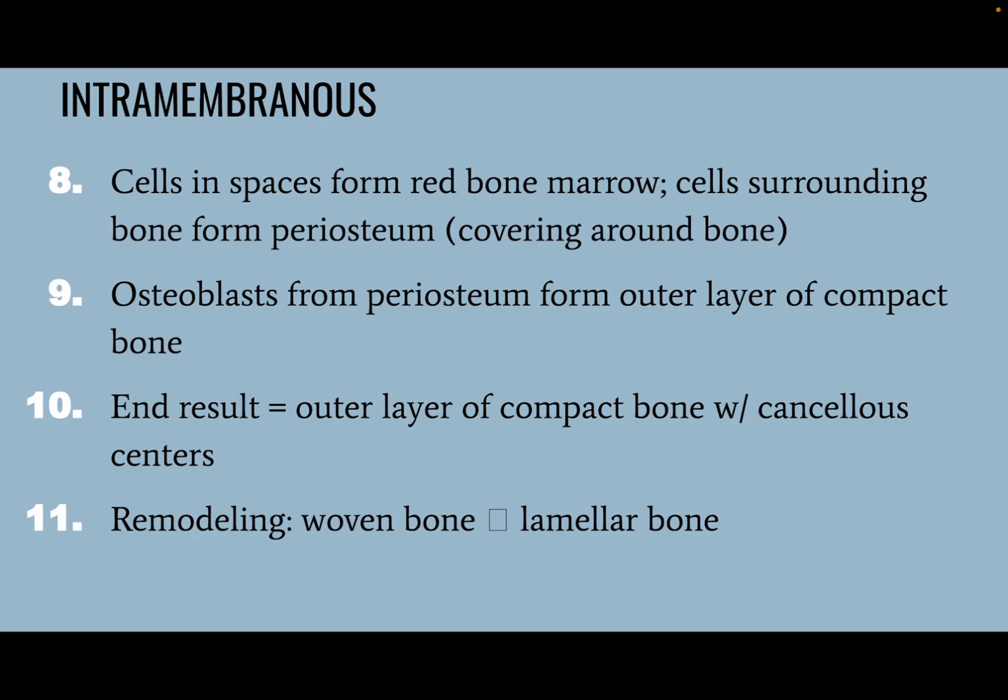And then last but not least, that woven bone turns into lamellar bone. Remember, lamellar bone is just that bone where the osteoid is arranged in layers, or layered bone, okay? So really, intramembranous isn't quite as neat as my endochondral, which we're going to get to in a minute.